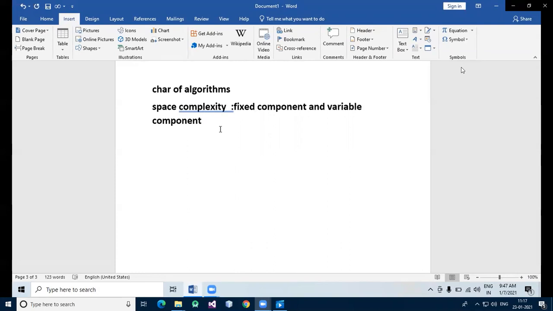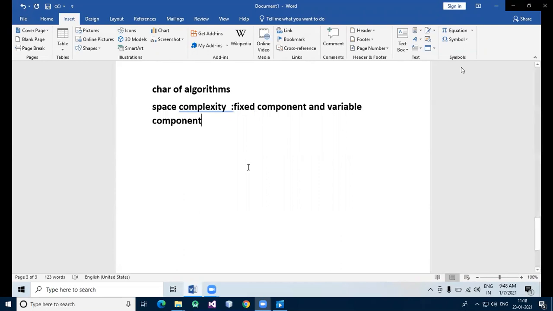Space needed by any algorithm is the sum of the following components. The fixed component is independent of the characteristics of input and output. This part includes instruction space, space of simple variables, fixed size component variables, and constants.